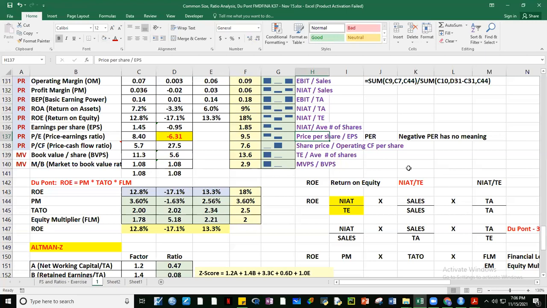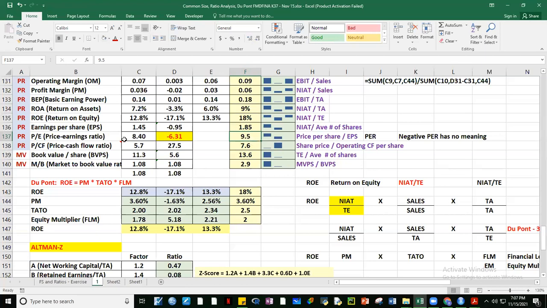So, kunyari, 50 yung PER. Ibig sabihin yan, medyo mahal yung stock na yan kasi you will need to buy 50 pesos para makakuha ka ng 1 peso na earnings. Okay? Earnings per share. Okay, remember, the formula is the price divided by the EPS. Okay? So, ito, 8.4. Ang ano naman, 9.5. So, mas mahal yung competitor natin. Kasi ano ibig sabihin 9.5? Ito yung price ng stock for every 1 peso na earnings per share.